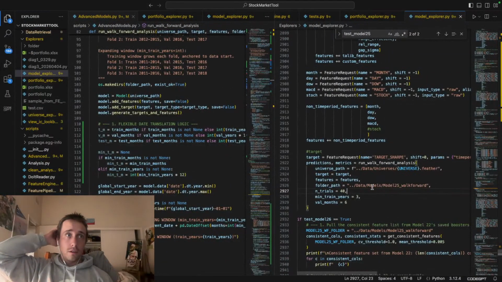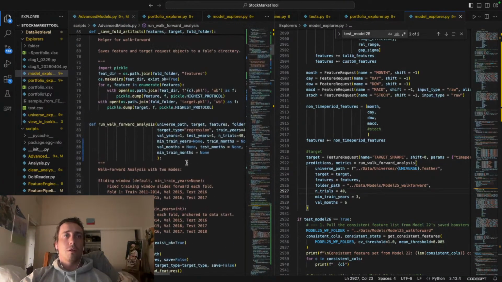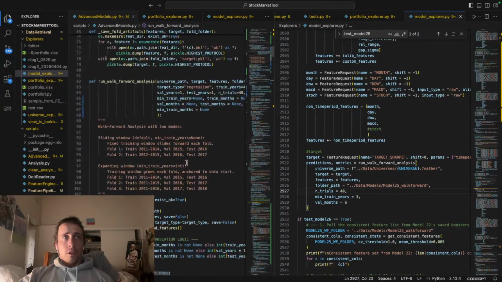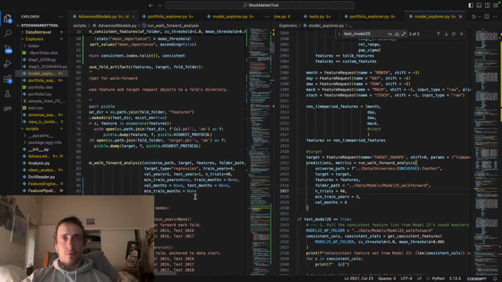And then min train years. So I should probably change that to be min train months. We can just do 12 times 2, 24, so 30. 2.5 years. And this should work.